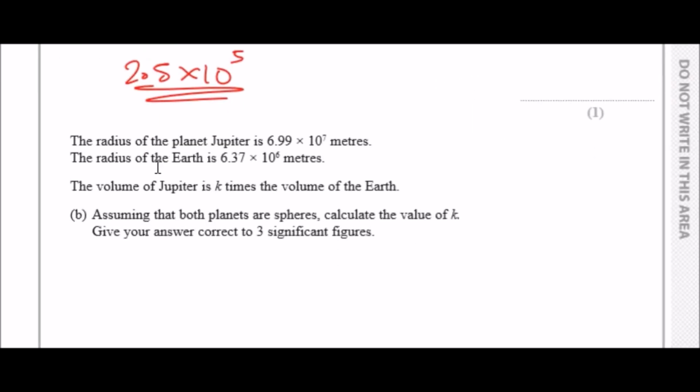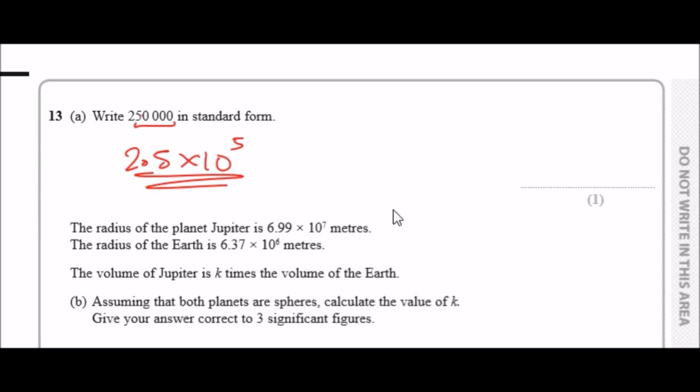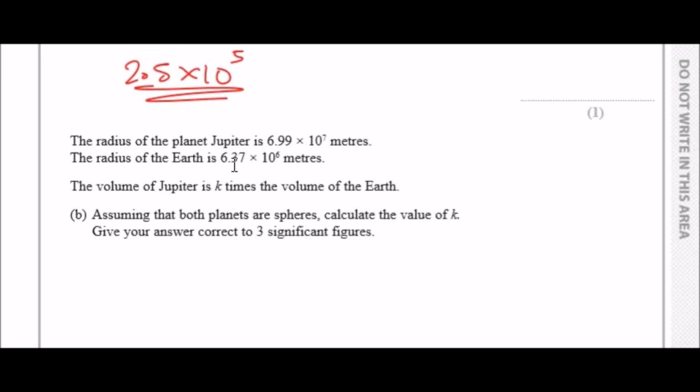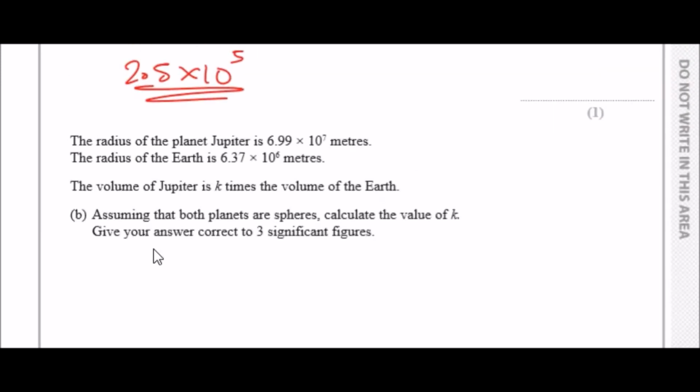Now the radius of the planet of Jupiter is 6.99 times 10 to the power 7 meters. The radius of the Earth is 6.37 times 10 to the power 6. So the radius of Jupiter is far bigger, basically. Anything with the higher power means it's far bigger. The volume of Jupiter is k times the volume of Earth. Okay, assuming that both planets are spheres, which they're not, but let's assume, calculate the value of k.